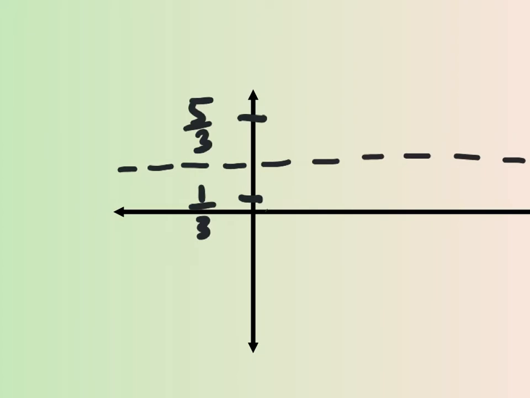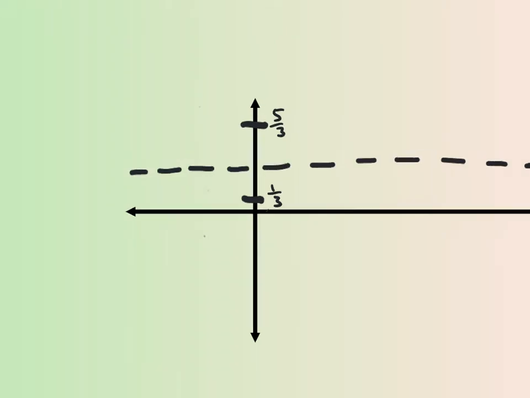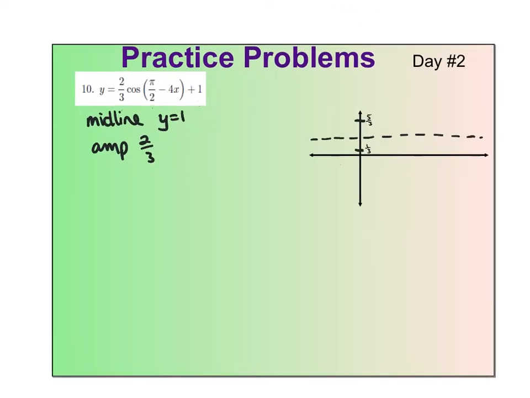What I'm going to try to do, because I'll need that space, is I'm going to try to mark these maybe on this side and make them very small. Okay. Now I need to figure out my phase shift. So I'm going to take my period, which I know for cosine goes from 0 to 2 pi. And I'm going to drop in this pi over 2 minus 4x.